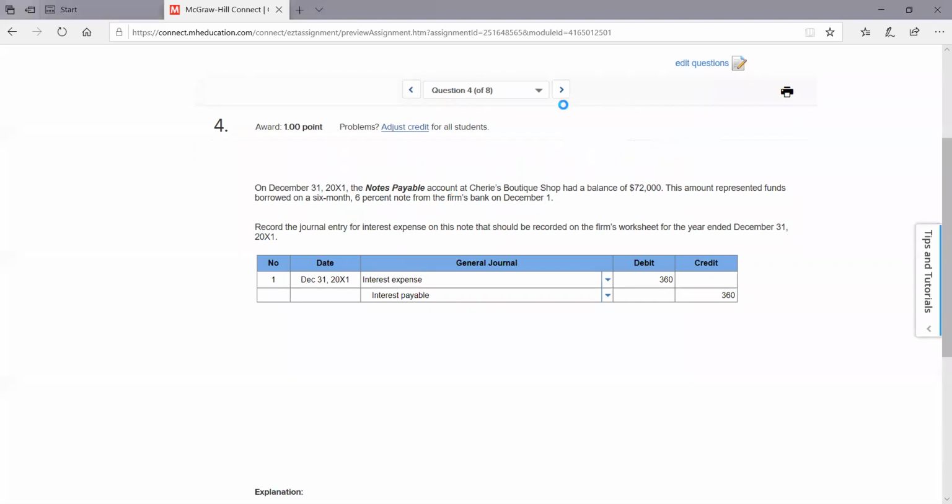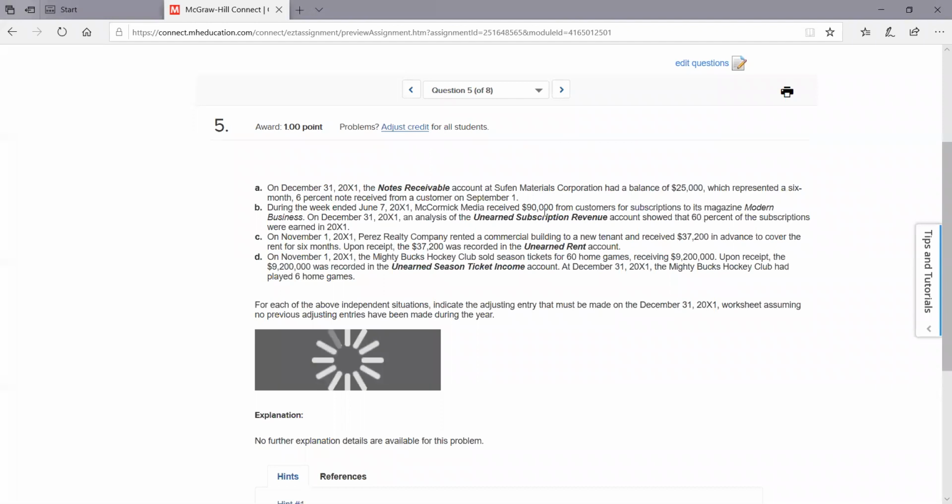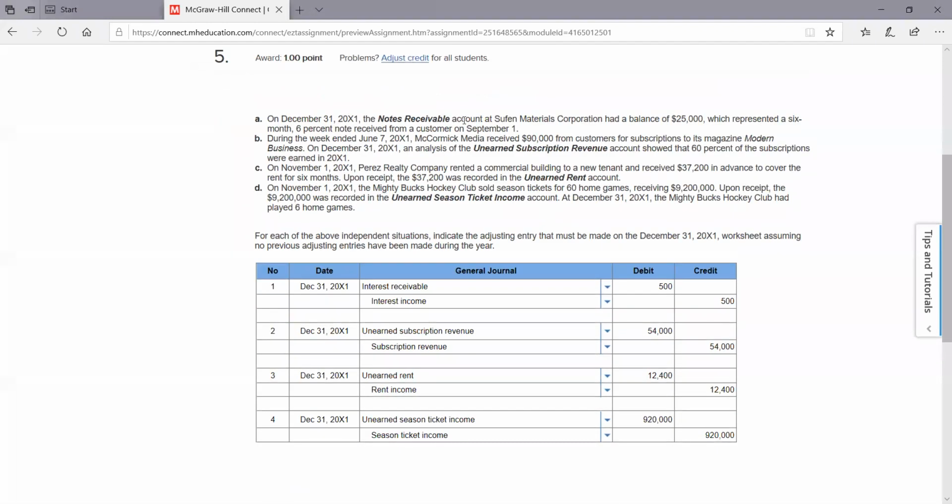All right, let's check out number 5. And again, now we've got notes receivable. Notice anytime you see notes payable or notes receivable, typically there's going to be interest. And the way you calculate interest is essentially the same. You're just going to change the amount or the accounts.